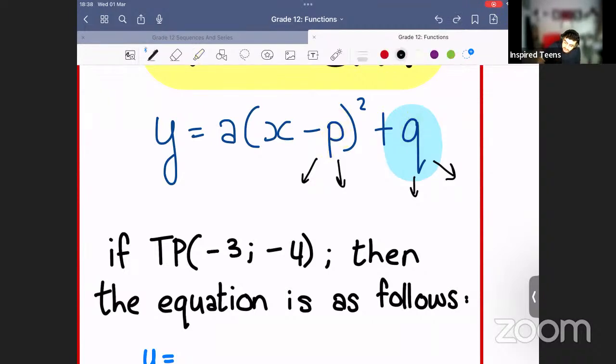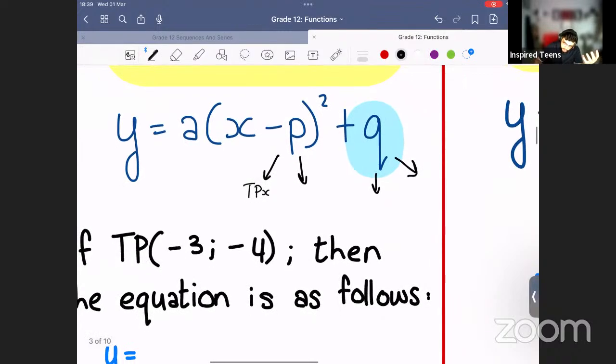So p is basically the actual value of the turning point. Not just any turning point, though. It's the turning point x, the x coordinate of the turning point. And that makes q the y turning point.